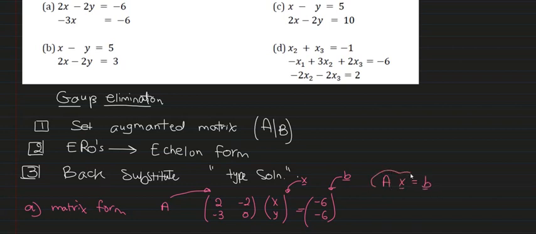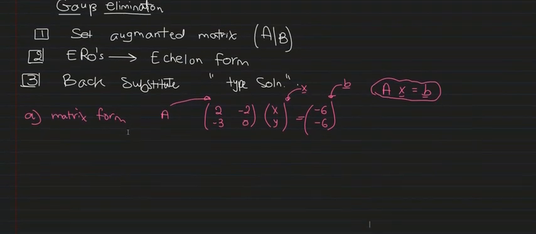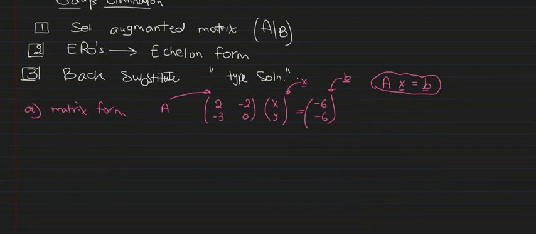This is the linear system in part A, right? The Gauss elimination said that we have to set the augmented matrix, which is A|B. Now we don't need the problem itself. We need to set A|B.